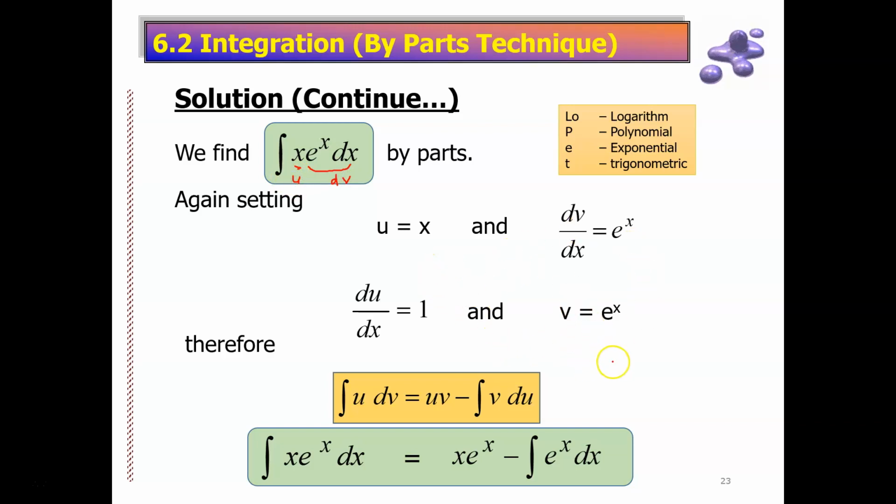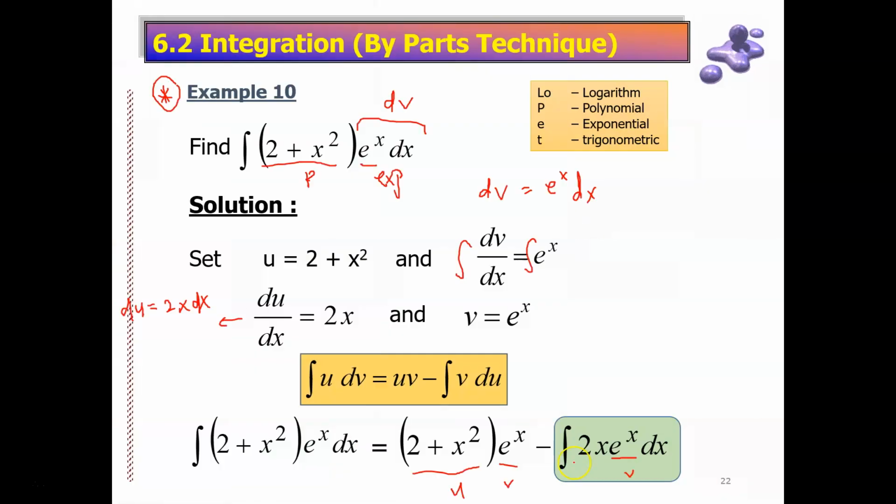So you get this part. And once again we put it into this by part formula. So you have x exponent x minus integration of exponent x dx. So how about this? Can we solve this? Yes, because that's only one term, exponent x. Compared to the previous one, we have two terms, x and exponent x. There are two, so you cannot solve it directly.